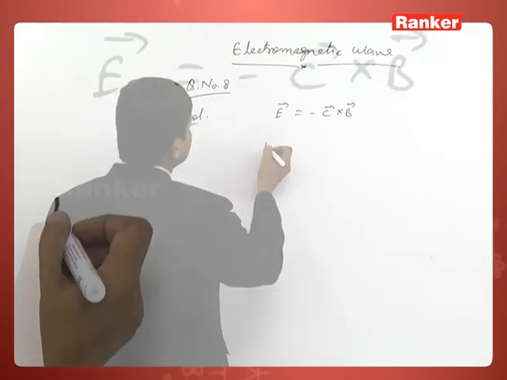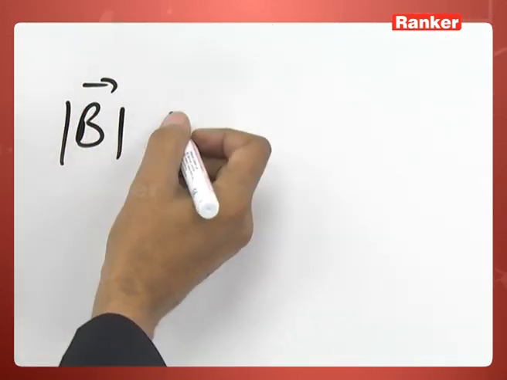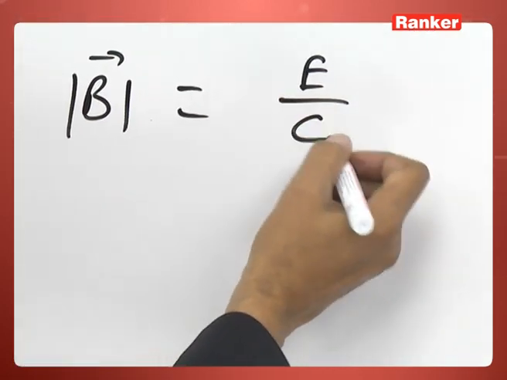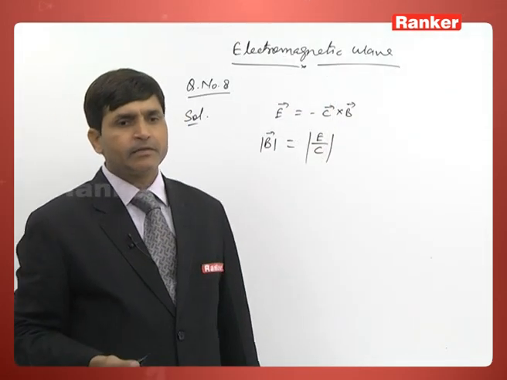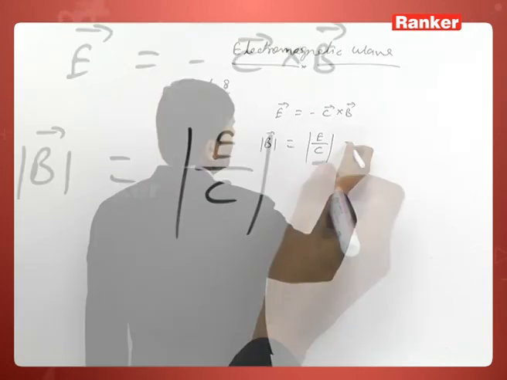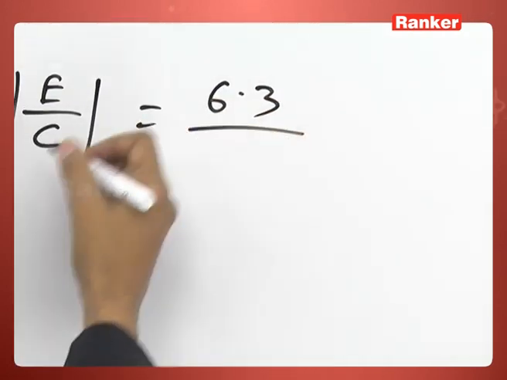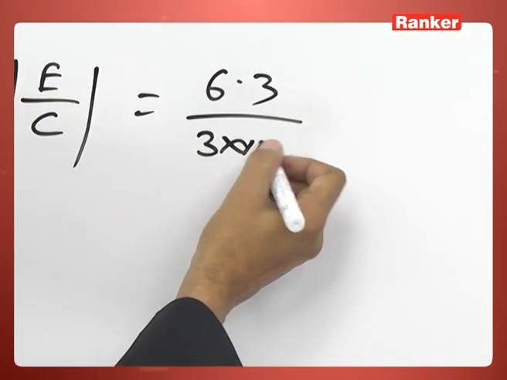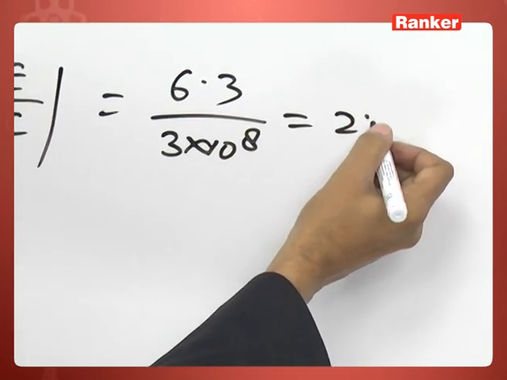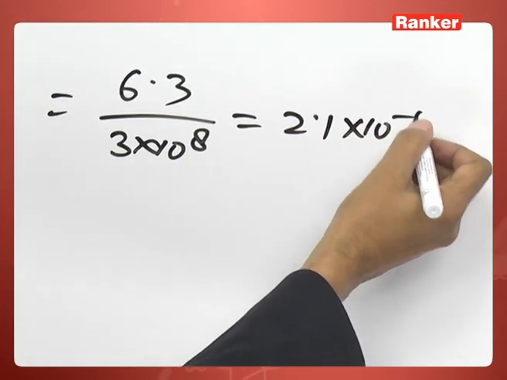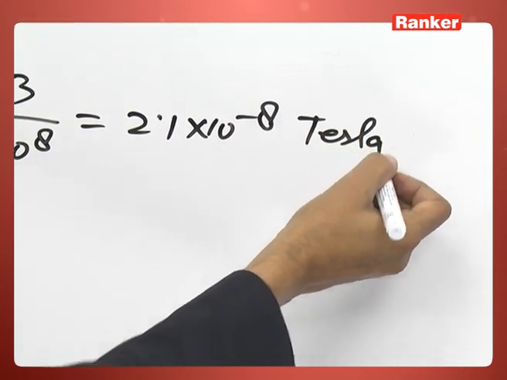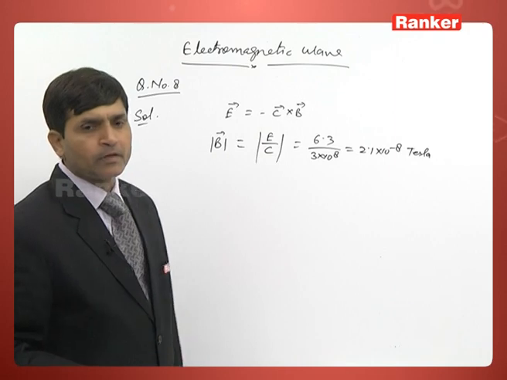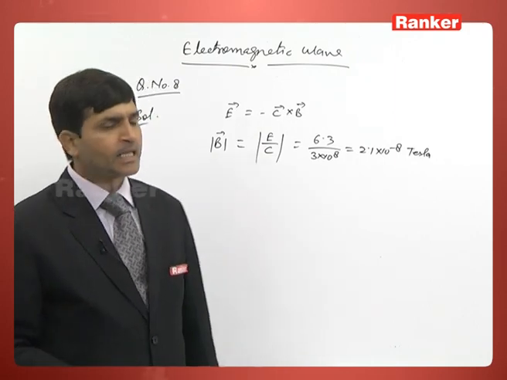So first of all, the magnetic field vector magnitude is E by c. E is the electric field which is given as 6.3, and c is 3 into 10 power 8. This will be 2.1 into 10 power minus 8 Tesla. So the magnetic field value is 2.1 into 10 power minus 8 Tesla.